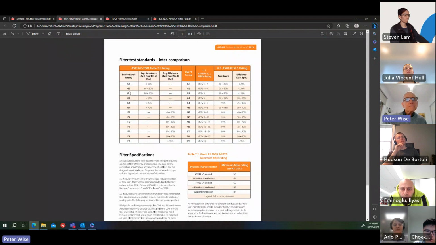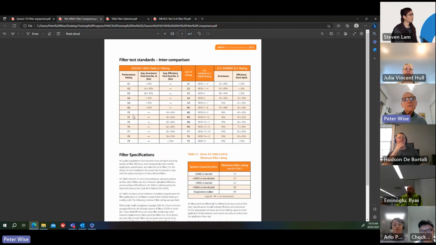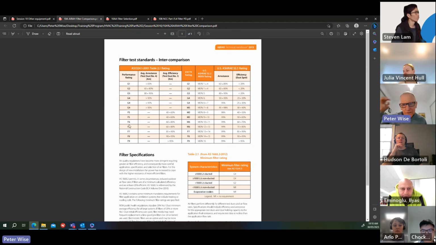On the left-hand side here is the Australian ratings from AS 1324, G1 through to F9. Generally, we don't use anything less than G4. If you're dealing with panel filters, G4 or F5, and then deep beds, F6 to F9. So this is something that you're going to see again and again when you're dealing with filters. And this table is very useful.